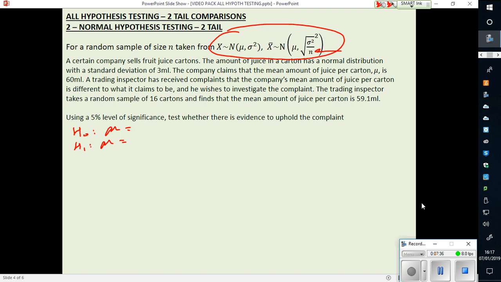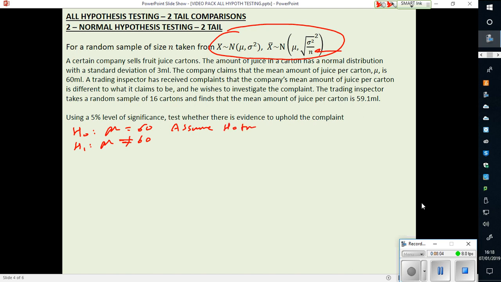And so the mean of the population, in this case, let's go through the data, claims that the mean mu is 60, okay? And then a trading inspector claims that it's different to what they say it to be. So it's not equal to 60, yeah? We go straight for our assume. You notice I haven't really even read everything. I'm just following a process.